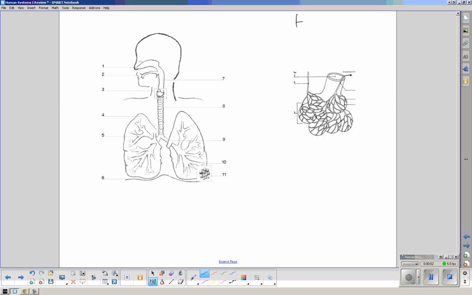This video is from the Human Systems 1 section, and it's on respiration or gas exchange. First on our diagrams page, we're going to look at the organs involved in the organ system of respiration. Starting at the top, number 1 is pointing to the nasal cavity.